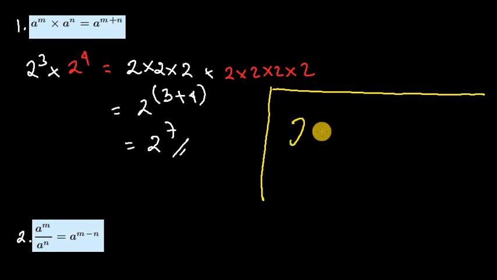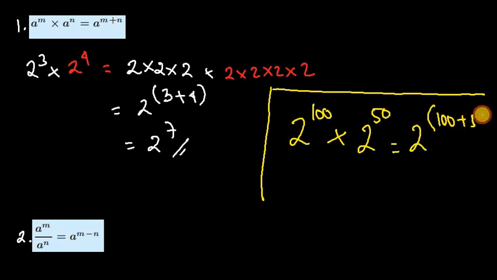Let's say we have 2 to the power of 100 times 2 to the power of 50. We can simply check that the base is the same, so we will end up with 2 to the power of 100 plus 50, which equals 2 to the power of 150. But what happens if the base is not the same? If the base is not the same, we cannot use this law. As simple as that. The base should be the same.